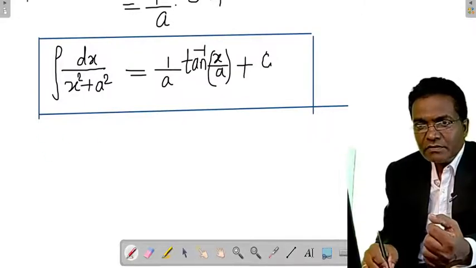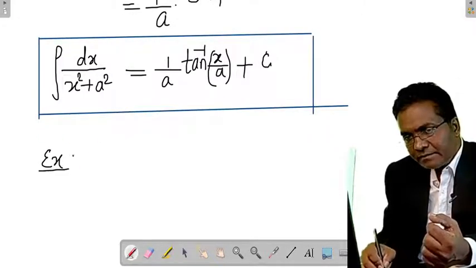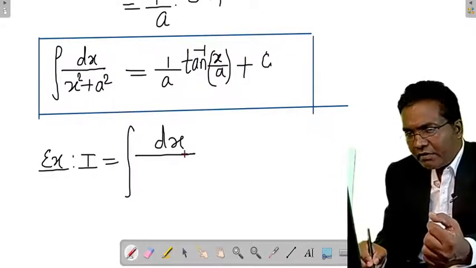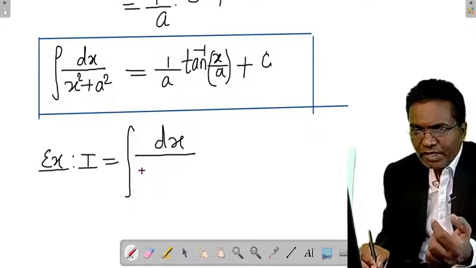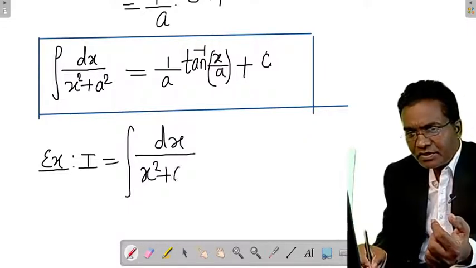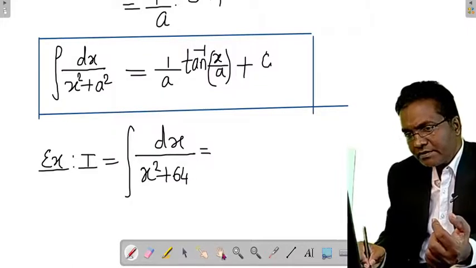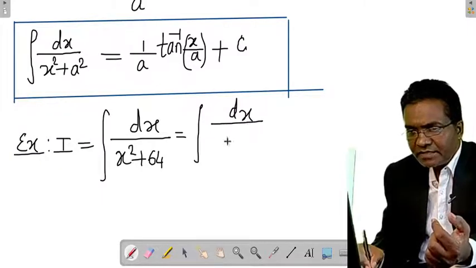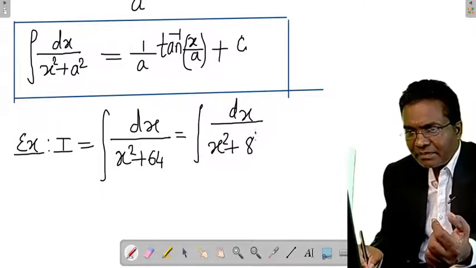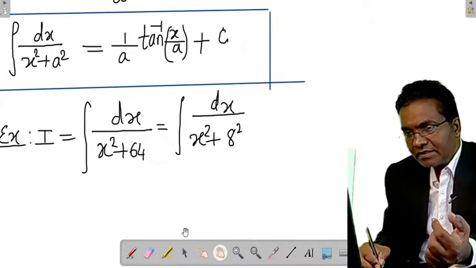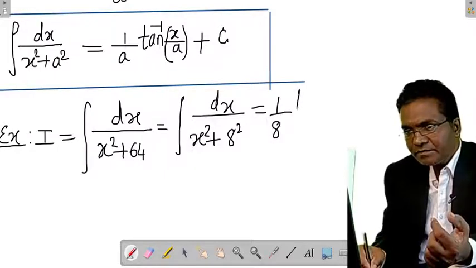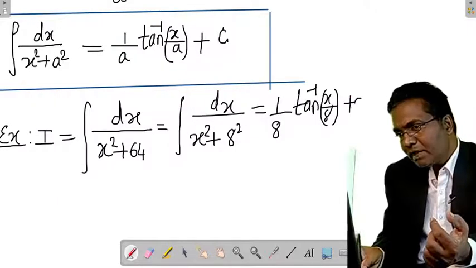Okay, so we had an example there. Suppose if you have this, what we had there, it is x square plus 64. Okay, 64 means 8 square. It is dx by x square plus 8 square. So according to this you can write it as 1 by a, meaning 1 by 8, tan inverse x by 8 plus c.